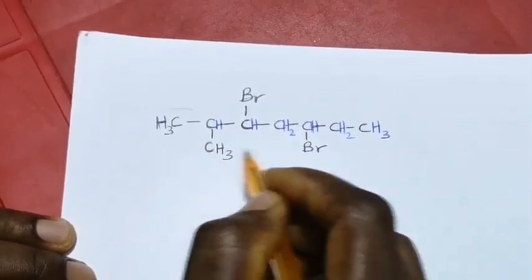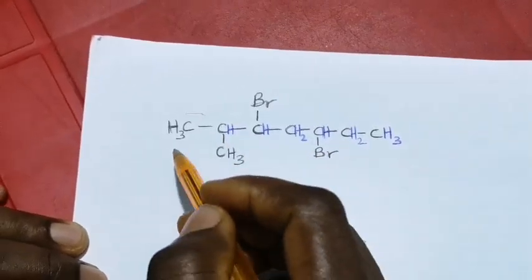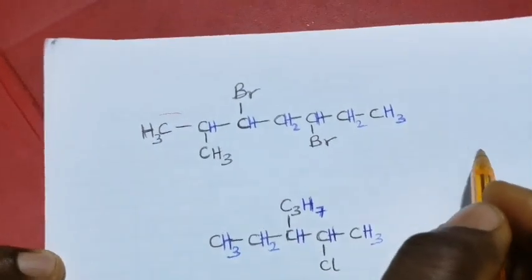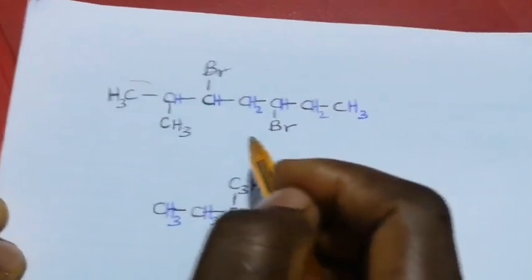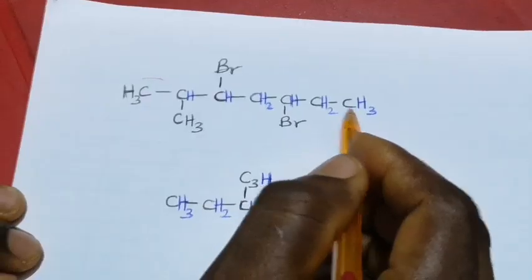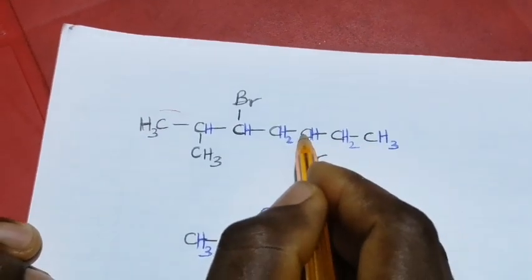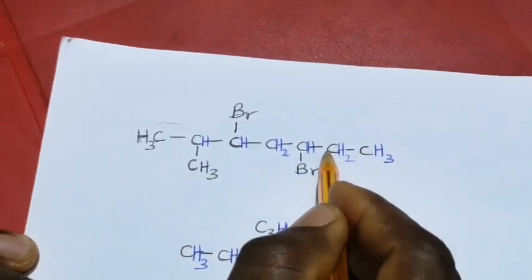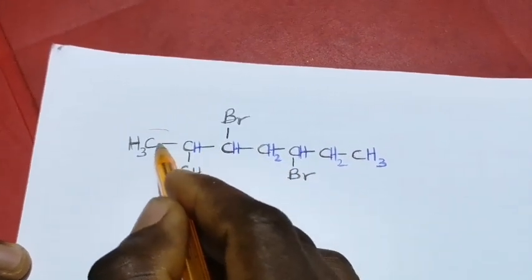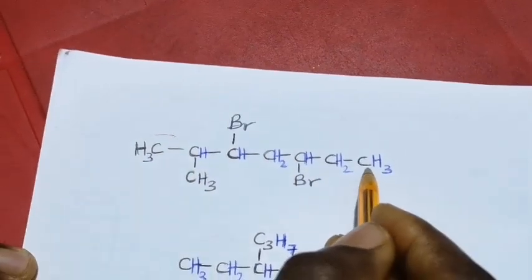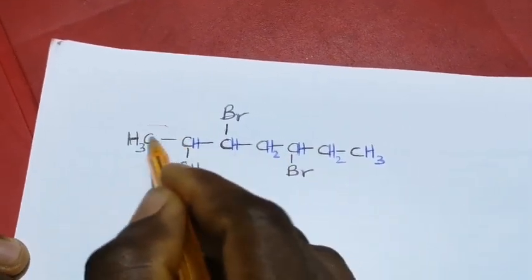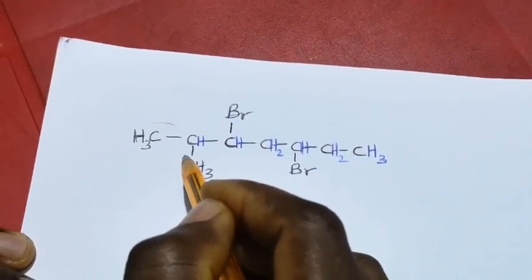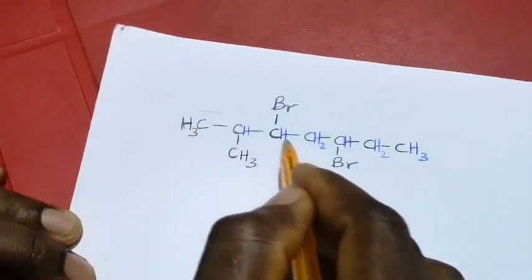Okay, let's see how we can name this compound. The first thing we are going to do is to recognize the parent chain. That is the chain with the longest continuous carbon atoms. So let's count: 1, 2, 3, 4, 5, 6, 7. So it means either we follow this chain or we follow this chain. Anyone can go, but let's take this straight one.